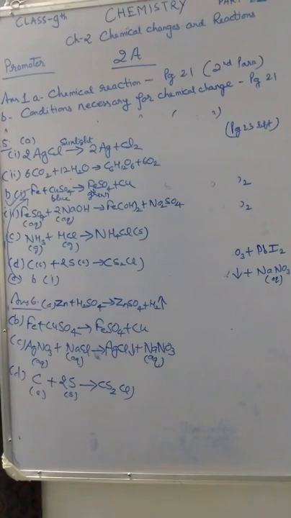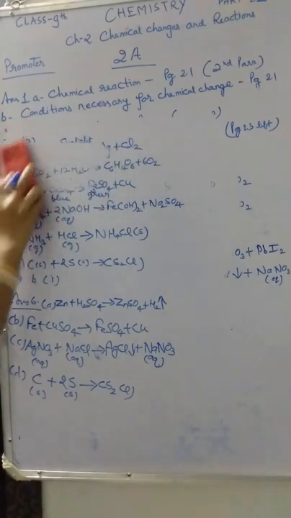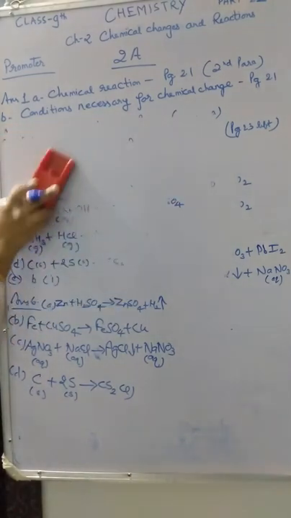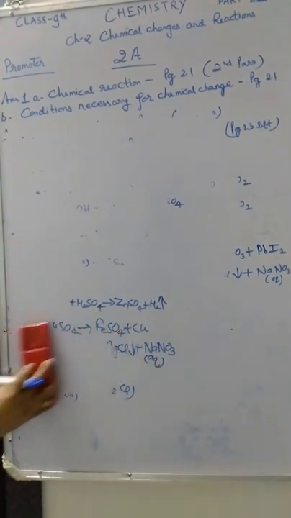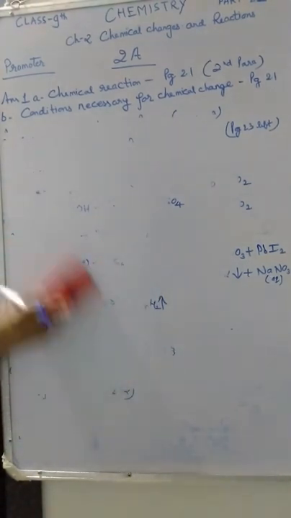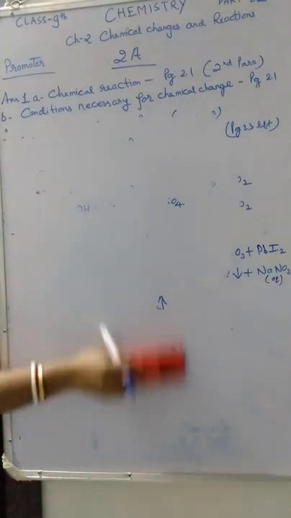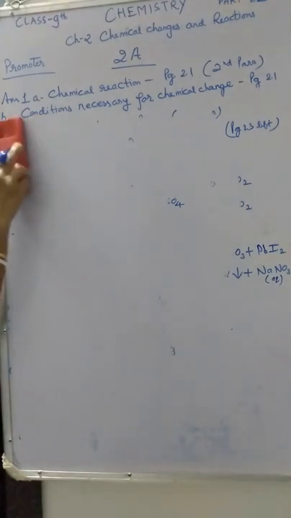Now question number 7, give reason for the following. In this, 4 questions are there. You have to write the reasons for these.